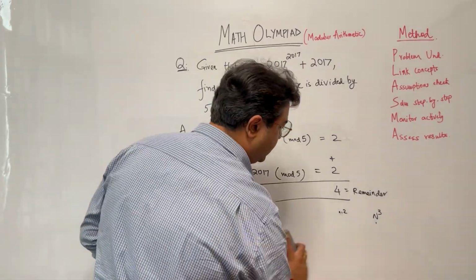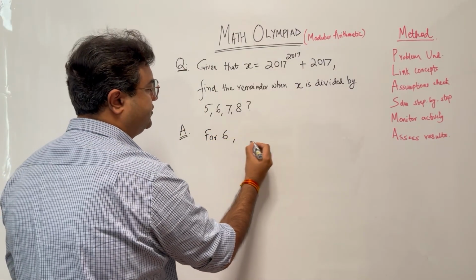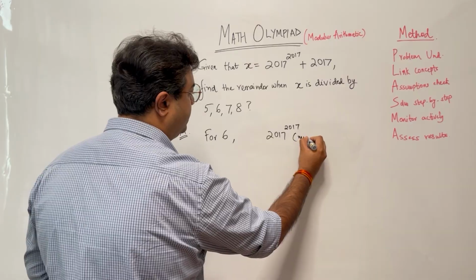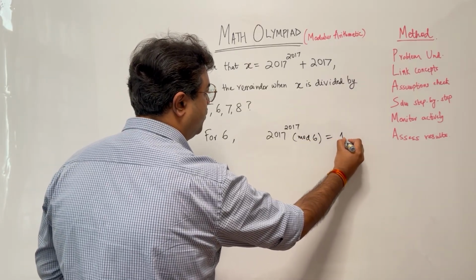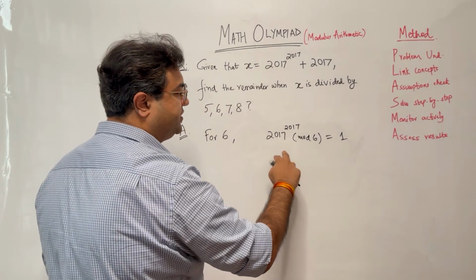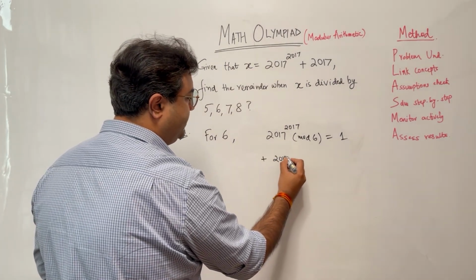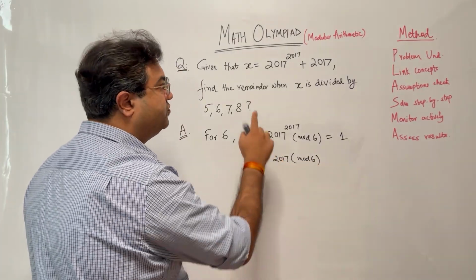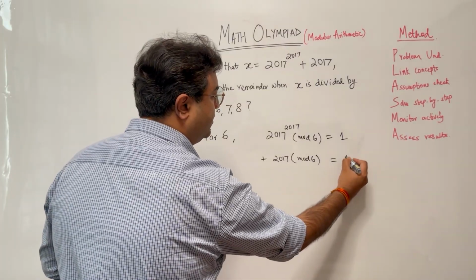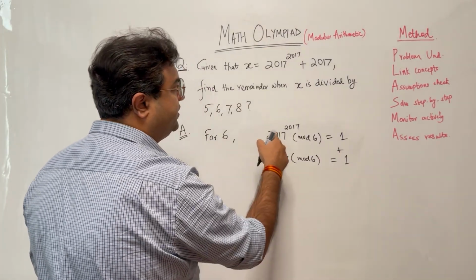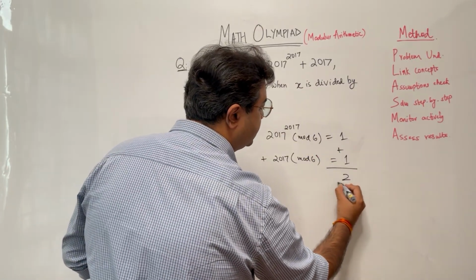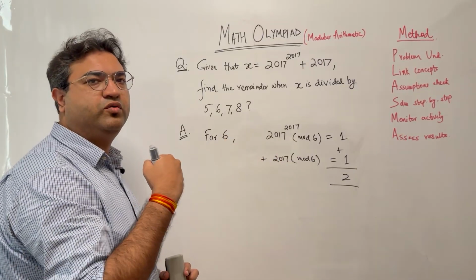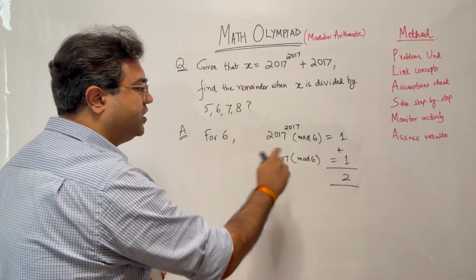For 6, 2017 to the power of 2017 mod 6 is 1. So all these multiplications are giving us 1, plus 2017 mod 6, which is the remainder coming from the second term, is also 1. So we have to add these two remainders. So the answer is 2. If it had been more than 6, then we would have again taken out one more 6 from it. So the remainder is 2.